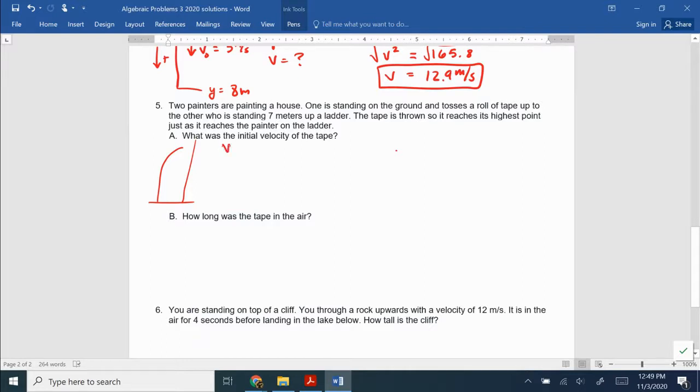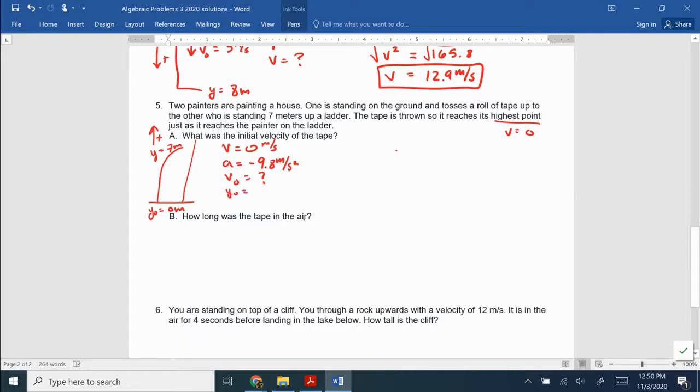Okay, so we know that the final velocity is 0, because right when it reaches the highest point, that tells us that the final velocity is 0. We do have upward motion, so we should choose up to be positive. That means our acceleration is negative 9.8. We are looking for an initial velocity, and y naught is down here. We'll call that 0, and y is 7 meters.